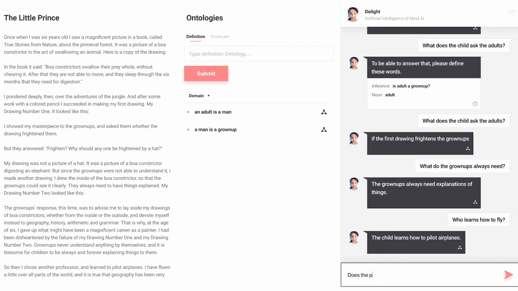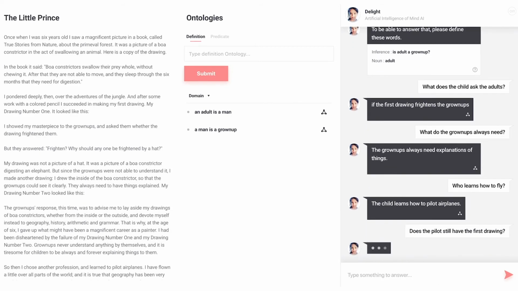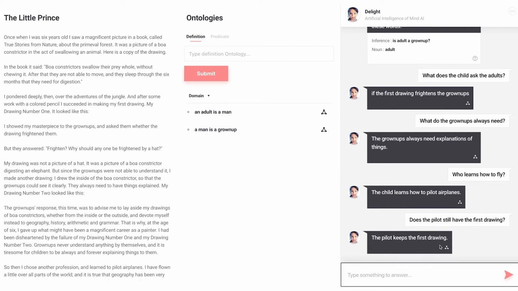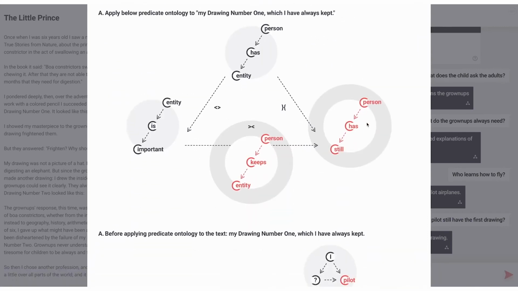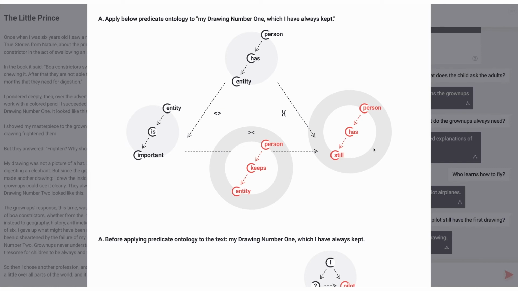So let's see. Does the pilot still have the first drawing? The pilot keeps the first drawing. Oh, interesting. So here is the question in canonical form. How does the pilot still have the first drawing? And we say that the drawing is an entity, and there's a reason for that. So we're invoking this predicate canonical. At the right-hand side, you see the effect. Person has still the drawing. And then we know that the person would keep the drawing to still have the drawing. So that's why the entity was important. That entity is actually the drawing. The person, of course, is the narrator, the pilot.